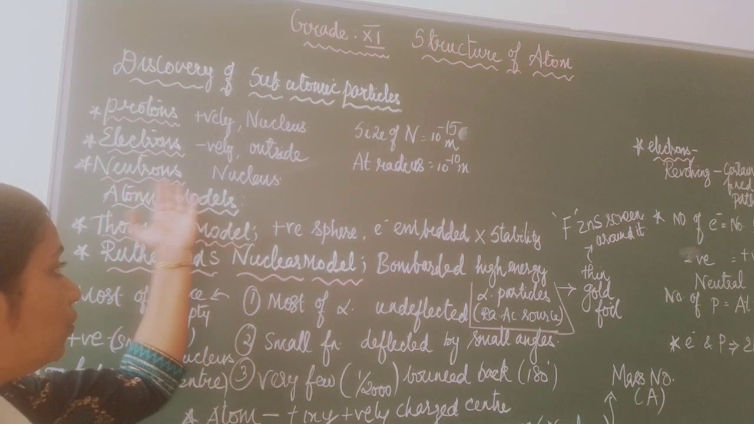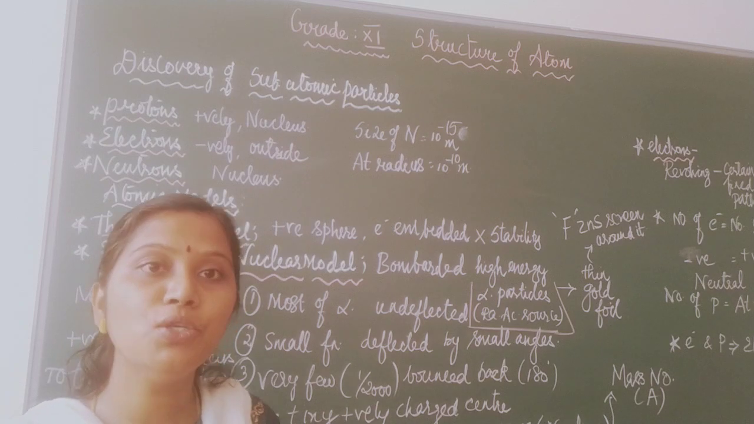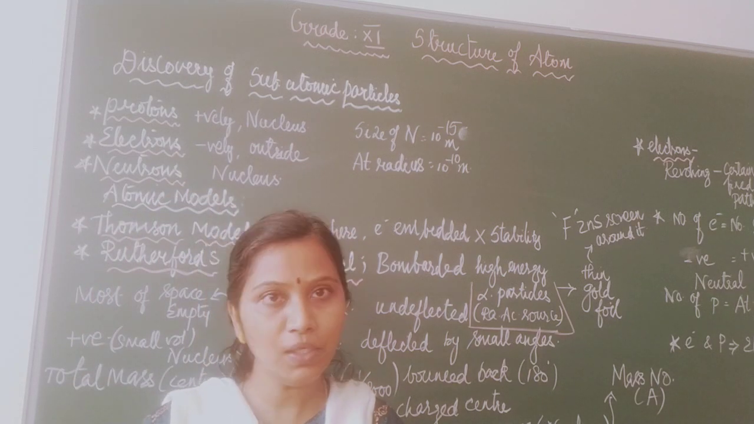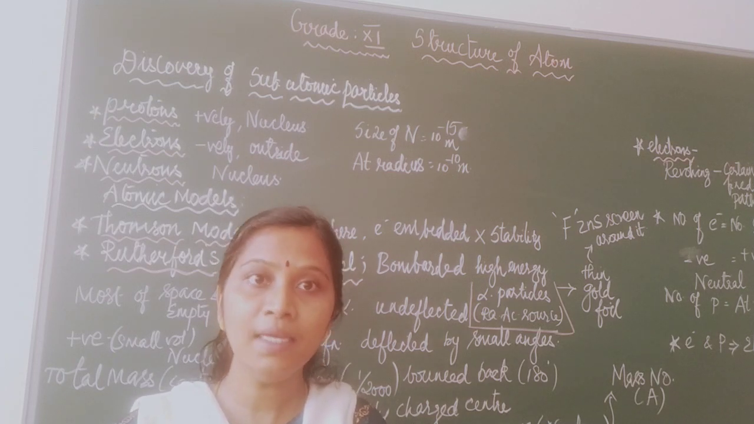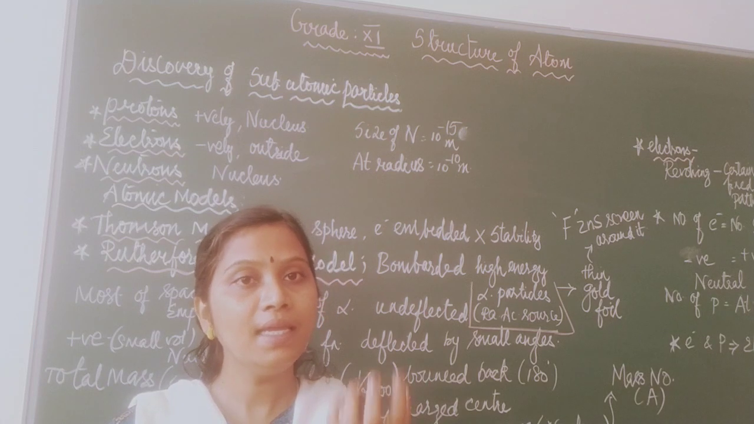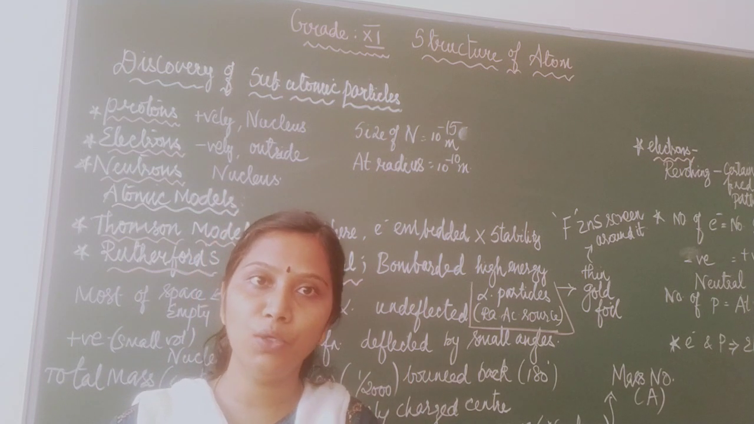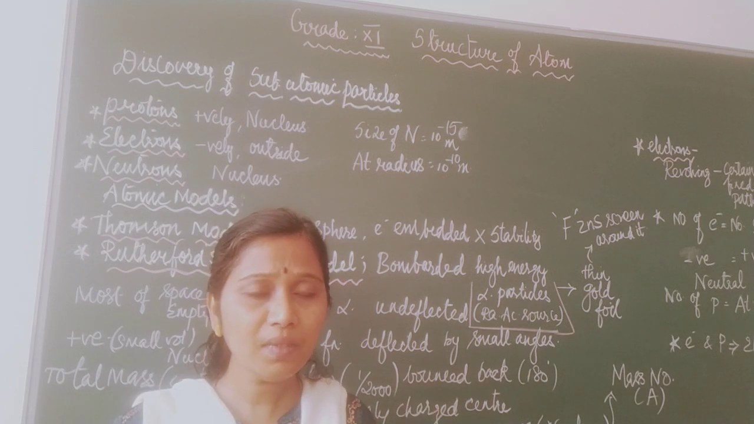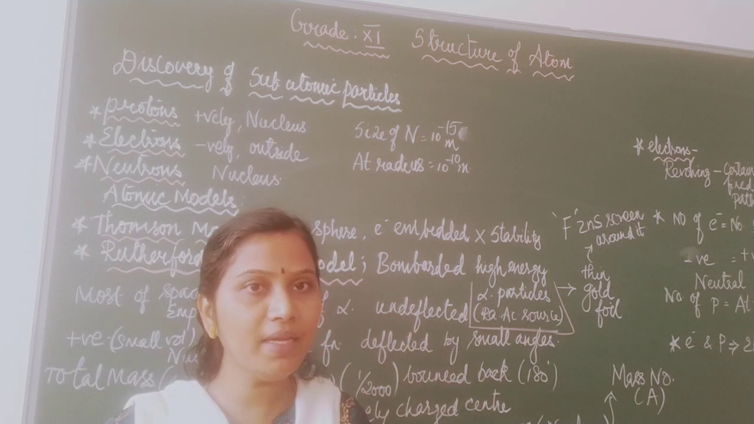What about neutrons? As the name indicates, neutrons are neutral particles. They are also present inside the nucleus. So we have seen the composition. I have taken an atom. In the central part of the atom we have the nucleus. In the nucleus I have protons and neutrons. What about the electrons? Electrons will be revolving around the nucleus.